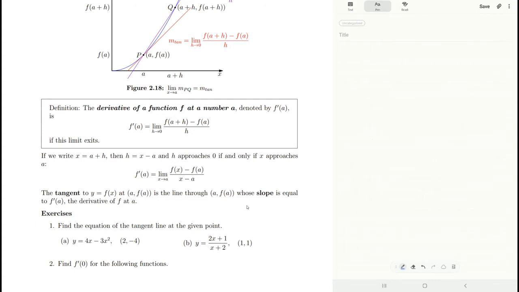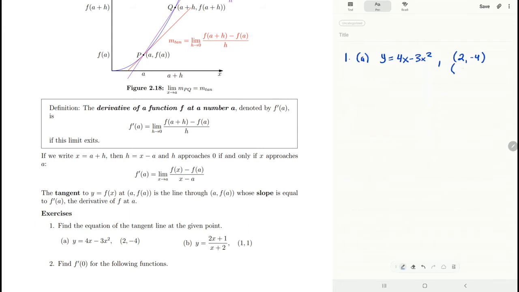So now let's use this limit in order for us to calculate the slope of the tangent lines, and then we can use it to find the equations of tangent lines. So let's have a look at some examples of finding the equation of the tangent line at the given point. So we have y equals 4x minus 3x squared, and the point is 2 comma negative 4.